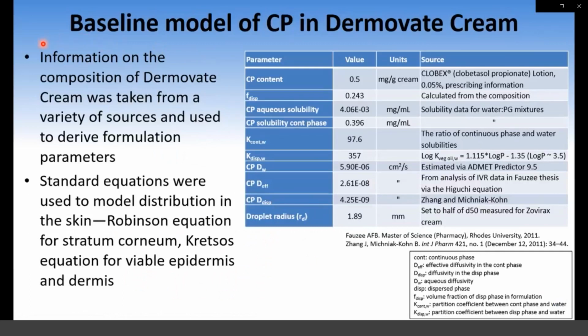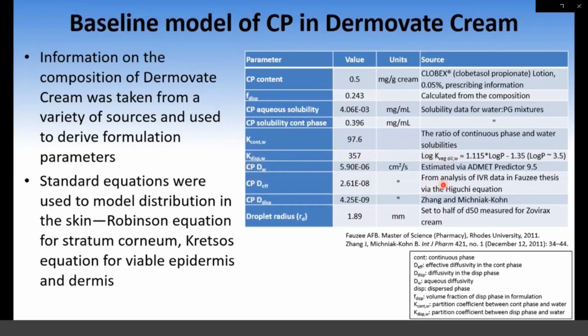So the information on the composition of Dermovate cream was taken from a number of different sources and used to derive formulation parameters. So I won't go into too much detail here. Some of the important ones, obviously, are the content of clobetasol, its concentration within the formulation, and the volume fraction of the dispersed phase. We knew the aqueous solubility and the solubility specifically in the continuous phase of this formulation, and we were able to use these to derive the partition coefficient for the continuous phase. For the dispersed phase partition coefficient, we assumed it was similar to vegetable oil.